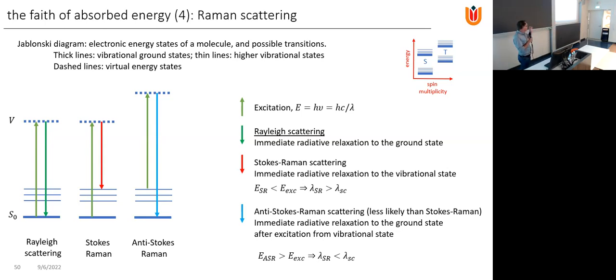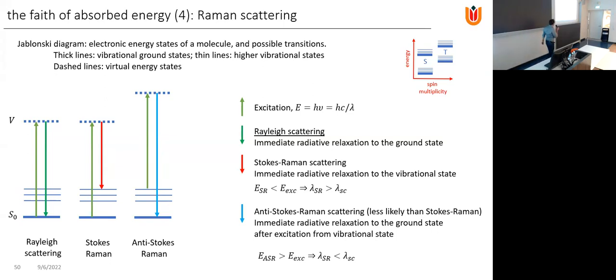So that means that the photon that is emitted here has a slightly lower energy than the excited states, and a longer wavelength. This is called Raman scattering. In this case, because the emitted photon has a lower energy, it's called Stokes Raman scattering.